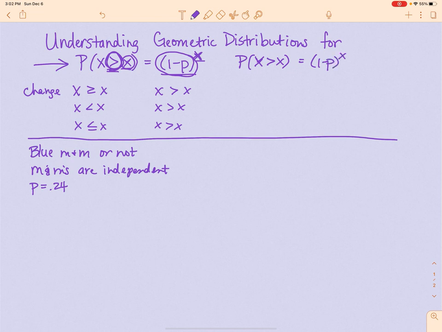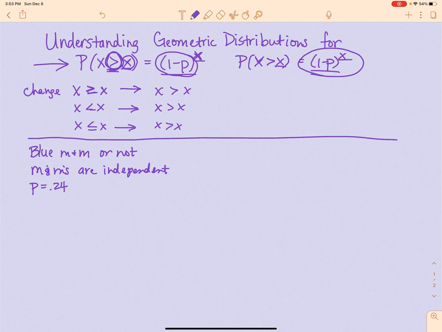This is just the easiest way to do inequalities for geometric because all I have to do is a simple calculation of 1 minus my probability raised to the power of whatever this value is. So in this video, I'm going to give you a better understanding of how to change greater than or equal to X into greater than, less than into greater than, and less than or equal to into greater than. As long as we can manipulate our probability statements and change them into greater than, we can use this right here and it will make our lives a little easier.